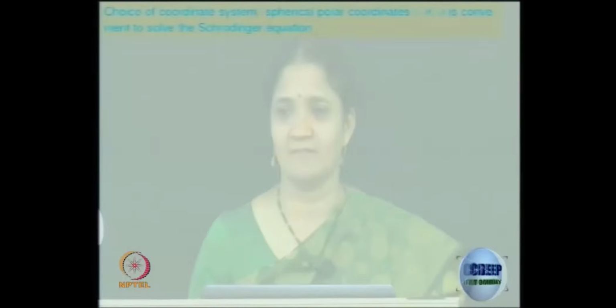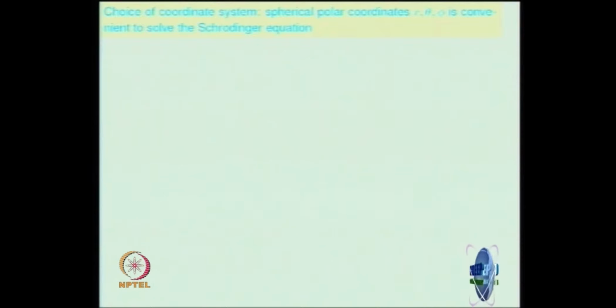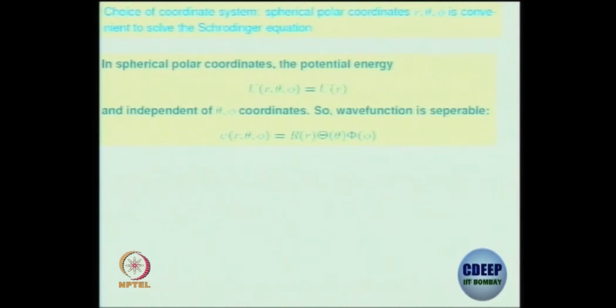No point in working with xy. You can work with xyz, but then it becomes more complicated. So the choice of spherical polar coordinates is convenient, because U of r theta phi is actually U of r only. There is no theta phi component, and we can write the separable wave function as a product of the radial dependent, the theta dependent, and the phi dependent.